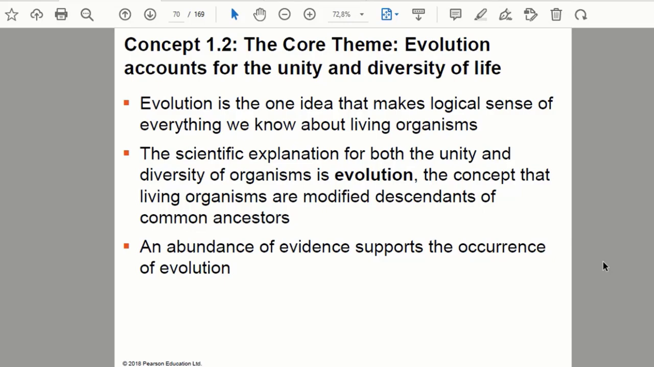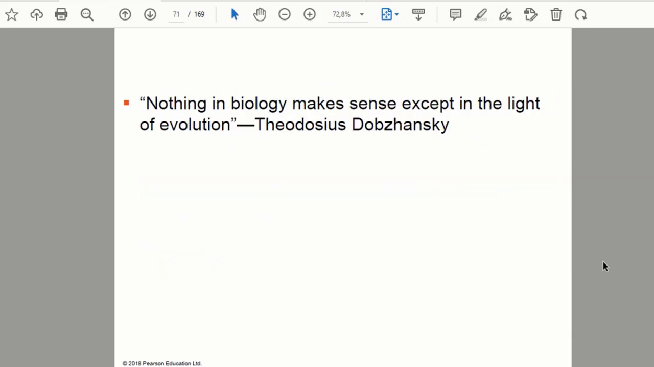So this is the concept that living organisms are modified descendants of a common ancestry. Common ancestry means that we come from one common ancestor, and then we branch out as descendants. Therefore, the abundance of evidence supports the occurrence of evolution. The evidence lies in the fossil record and all these other sub-concepts, which we will learn and understand as we go further.